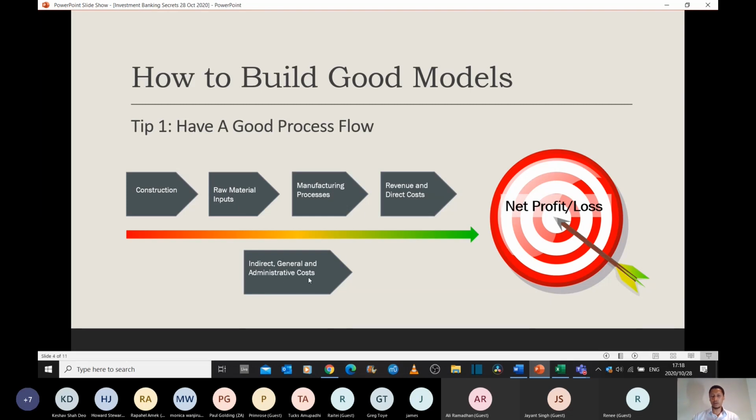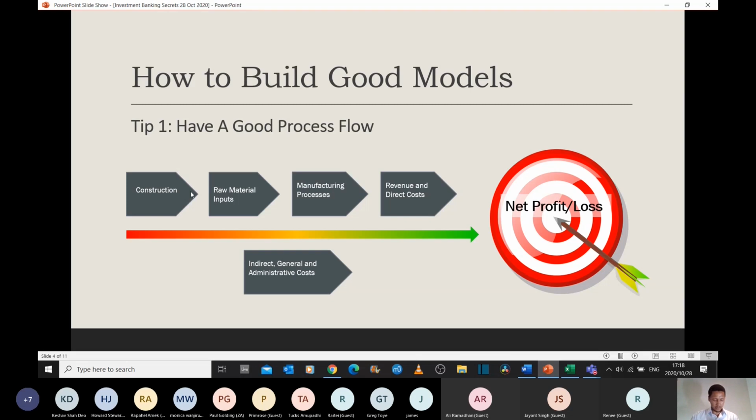And you'd also need to consider all of your enablers. So these are your indirect costs: your head office, your management, receptionists, coffee machines, photocopiers, IT, all of those indirect costs that enable the business to do what it needs to do. And after weighing up all of these processes, you'd then arrive at either a net profit or loss.